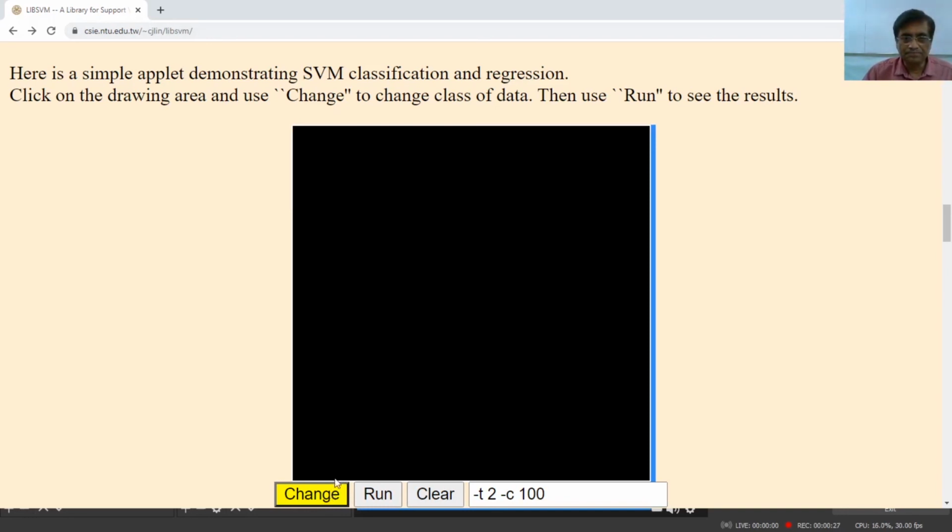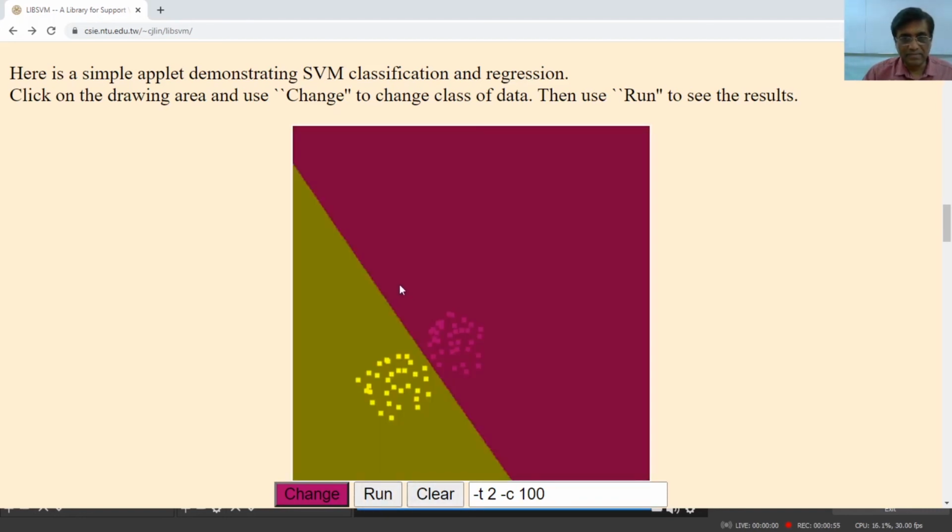And you see here, these are the colors. This belongs to one class, say yellow. Then say this is my other class. So, beautiful samples, and let us run the machine. You see, the maximum margin classifier is here.